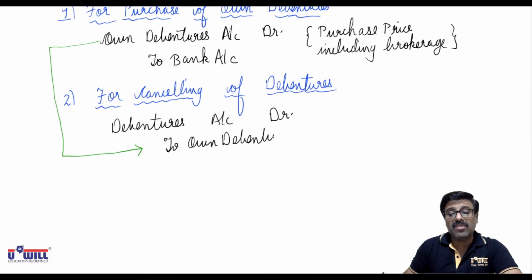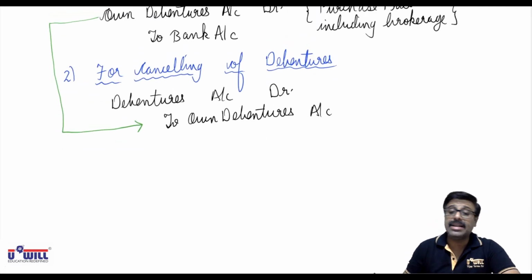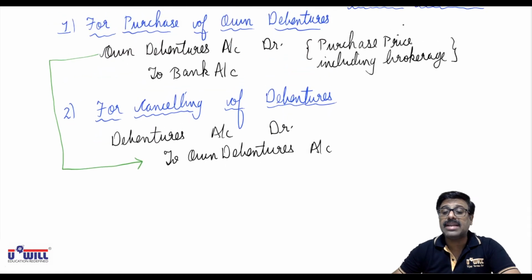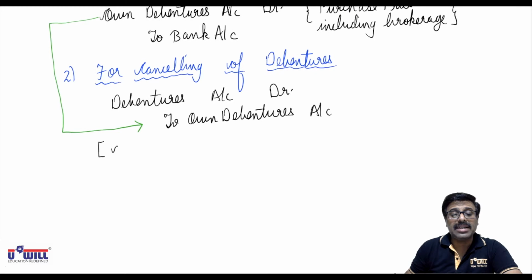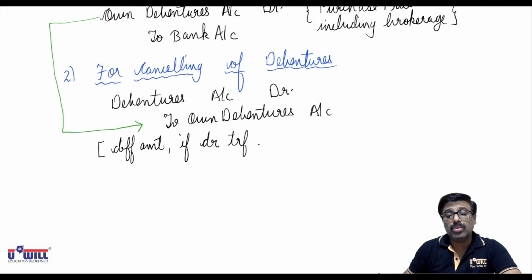Okay, the old liability of debentures, which is a credit balance, you will reverse and debit. And this own debentures, what we purchased, that we will reverse and credit. So that liability gets cancelled. But debentures would be at face value and this purchase price may be more or less than face value. So whatever is the difference amount, if it remains in debit, then transfer it to loss on cancellation of debentures account.